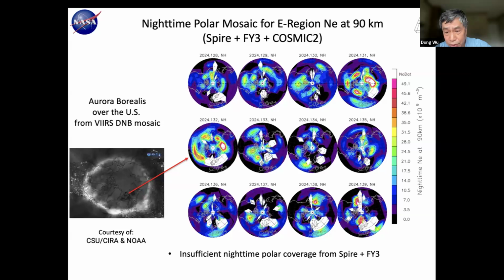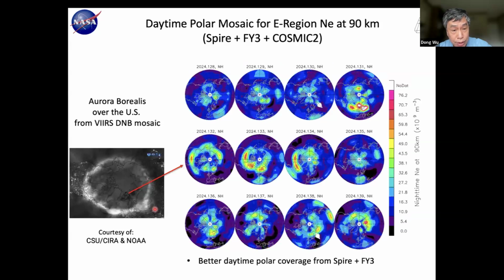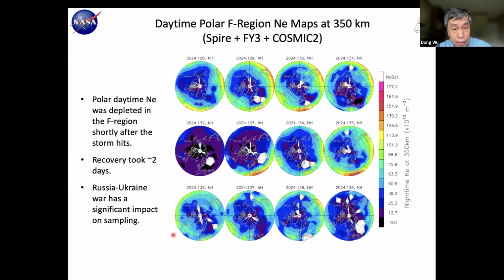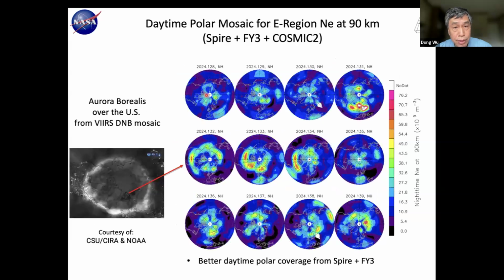Then later on, you see the white spot is the Ukraine, Russian region, but the precipitation electron happens in both day and night. So if I go to daytime, where is it? This is a daytime. I have a much better coverage.